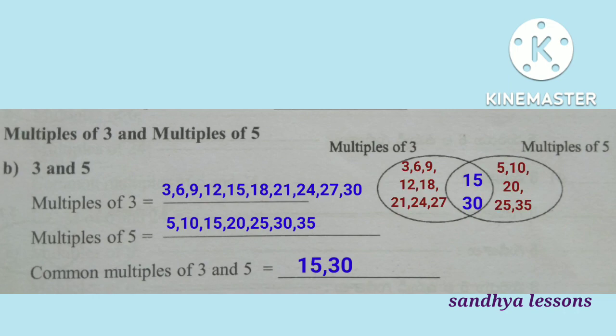Multiples of 3 are 3, 6, 9, 12, 15, 18, 21, 24, 27, 30. Multiples of 5 are 5, 10, 15, 20, 25, 30, 35. Common multiples of 3 and 5 are 15, 30.